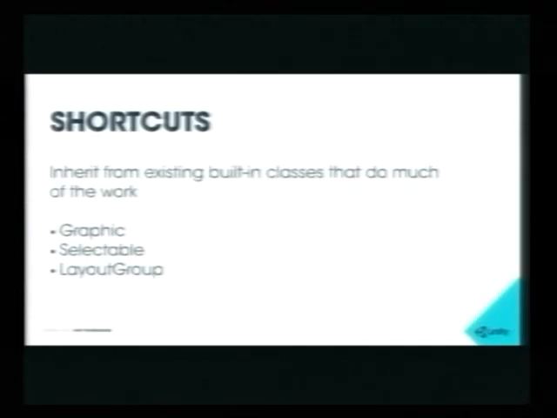So we've quickly described what to do if you're writing your own elements for the UI system from scratch. But we actually provide some shortcuts. In the UI system, we have a number of base classes that you can inherit from, such as graphic, selectable, and layout group. What these do is provide much of the foundation work that you may want in your components. If you extend from these, much of this work will already be done for you.